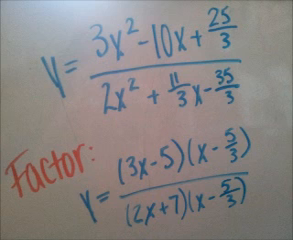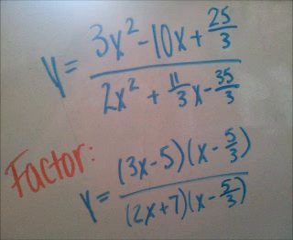To find my vertical asymptote, I set the denominator of my simplified equation equal to 0, so 0 equals 2x plus 7. I subtract 7 from both sides, and then I divide by 2, so x equals negative 7/2, and my vertical asymptote is x equals negative 7/2.